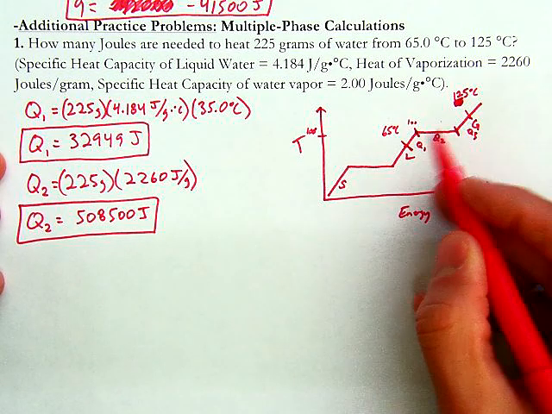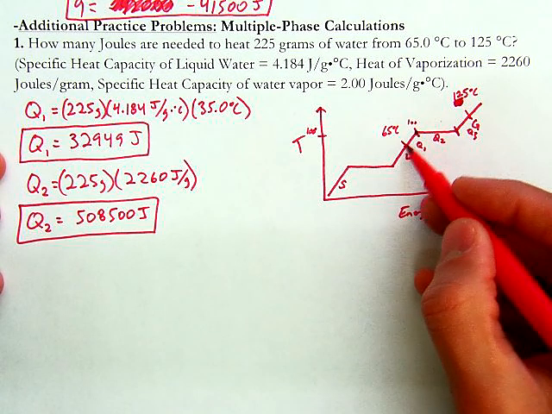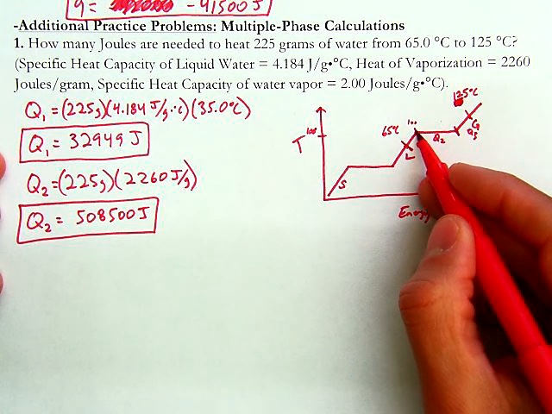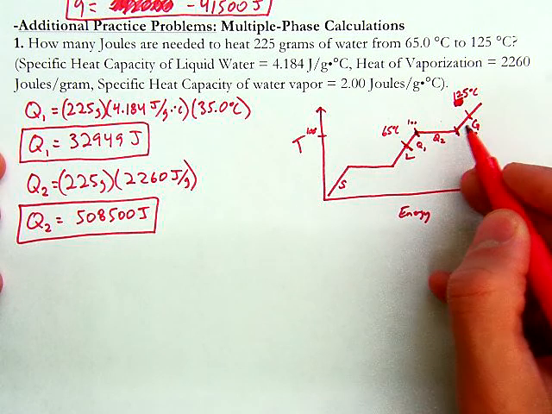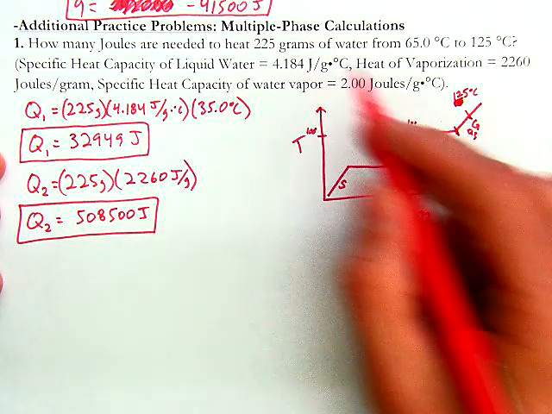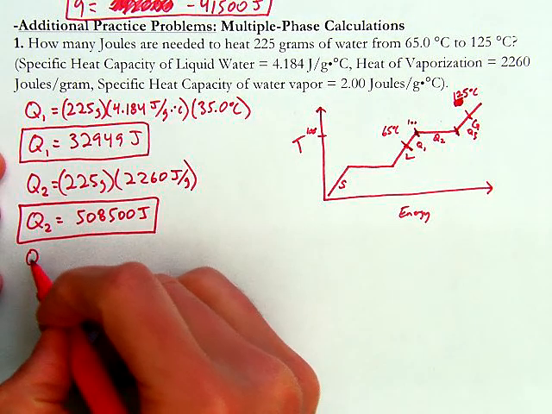So Q1 was going from 65 degrees up to the boiling point. That was Q equals m c delta T because we had a temperature change. Then Q2 is the phase change. It's just mass times heat of phase change. And now we have 225 grams of vapor at 100 degrees Celsius, and we need to warm it up to 125 Celsius. So this is our third calculation.